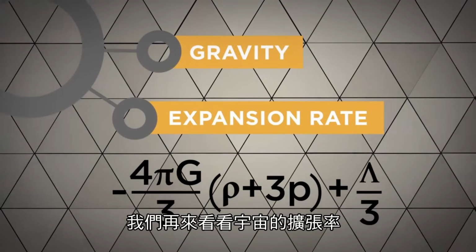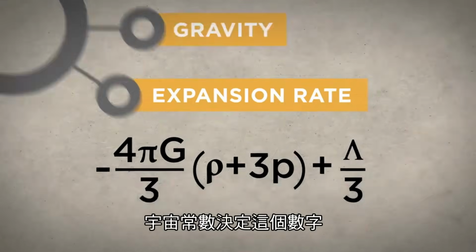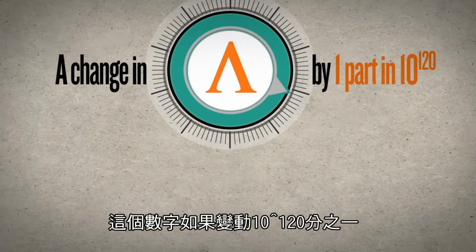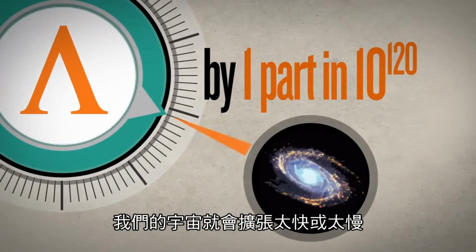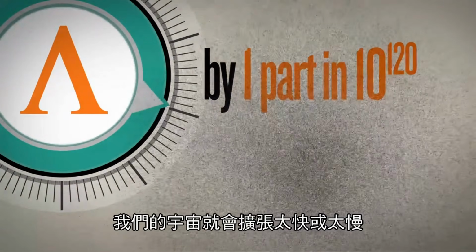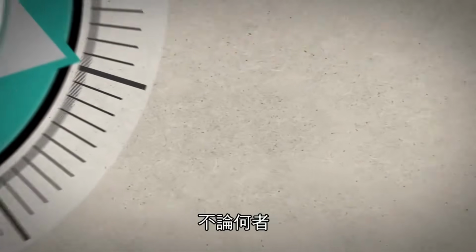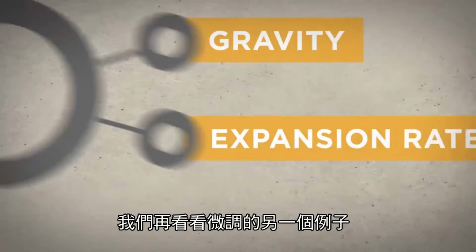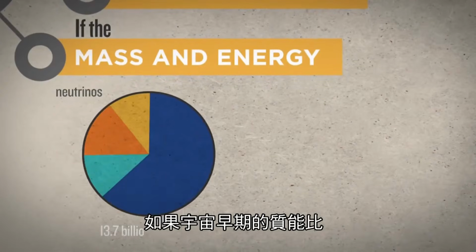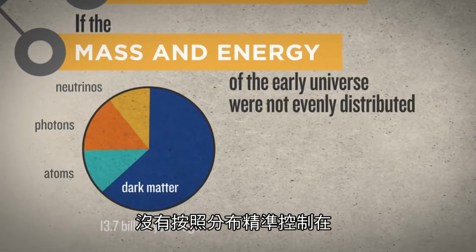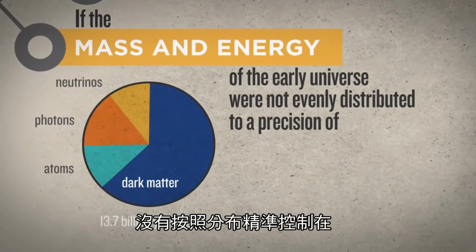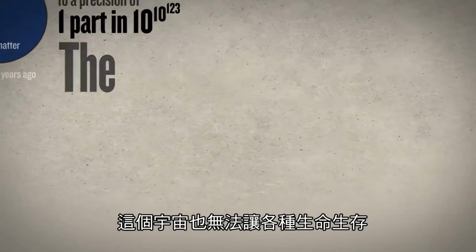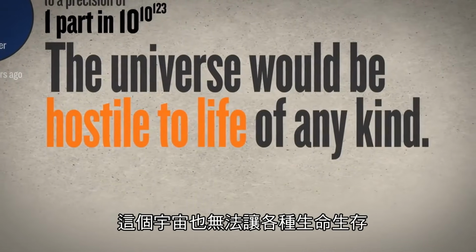Or consider the expansion rate of the universe. This is driven by the cosmological constant. A change in its value by a mere 1 part in 10 to the 120th parts would cause the universe to expand too rapidly or too slowly. In either case, the universe would, again, be life-prohibiting. Or another example of fine-tuning. If the mass and energy of the early universe were not evenly distributed to an incomprehensible precision of 1 part in 10 to the 10 to the 123rd, the universe would be hostile to life of any kind.